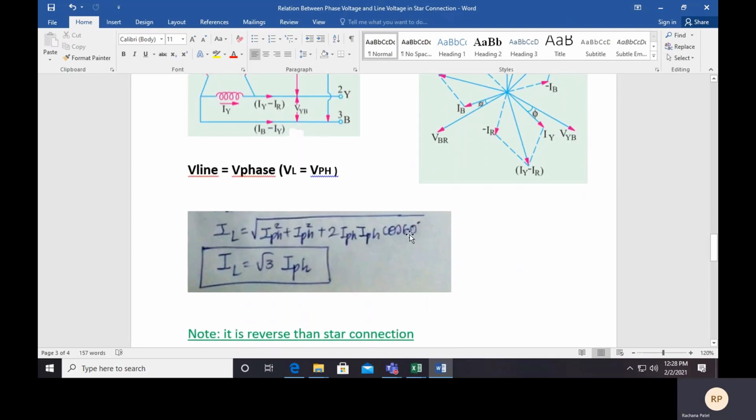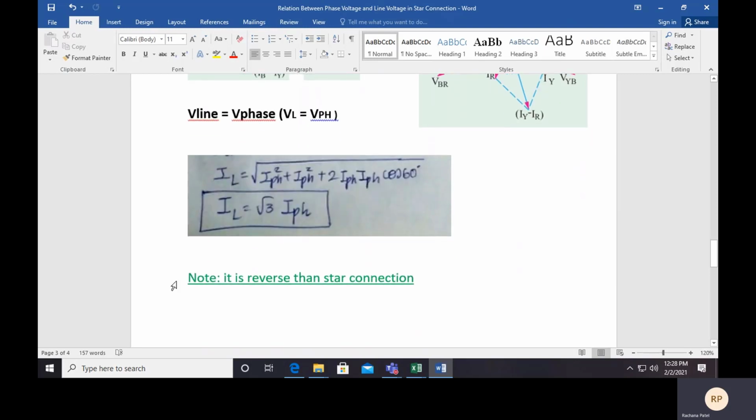By applying the mathematical formula, just like the star connection for voltage, we can find IL equal to √3 times IPH. So guys, it means the line current for the delta connection is always √3 times the phase current. The important thing we need to observe is that it is just the reverse of the star connection as far as voltage and current relationships are concerned.